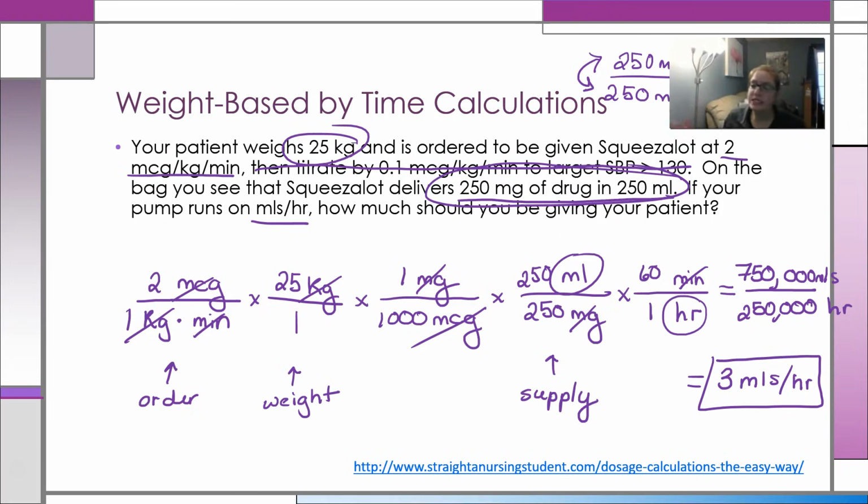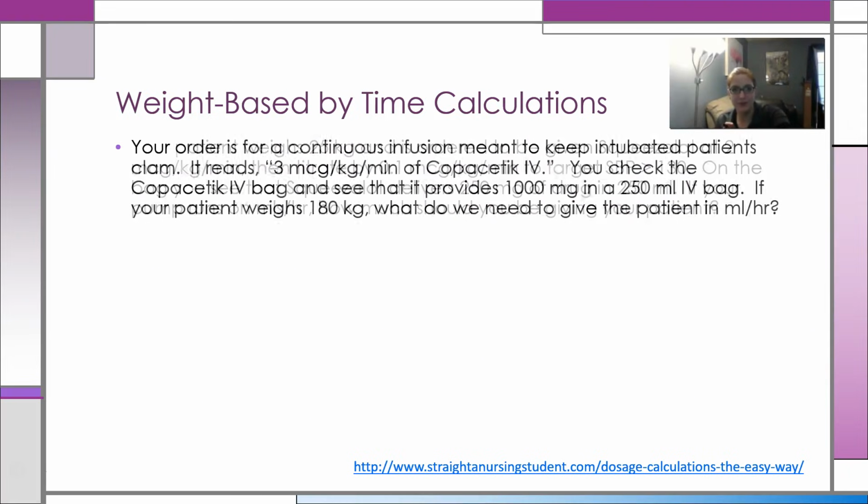And does it seem reasonable that we're giving this patient 3 milliliters every hour? I'd say that sounds reasonable. If I was getting something like 700 milliliters per hour, I might be a little concerned that I was overdrugging them, right? Just a wee bit concerned. So let's not do that. Okay. Now we've got weight-based calculations done. Now we can move on to the final problem.